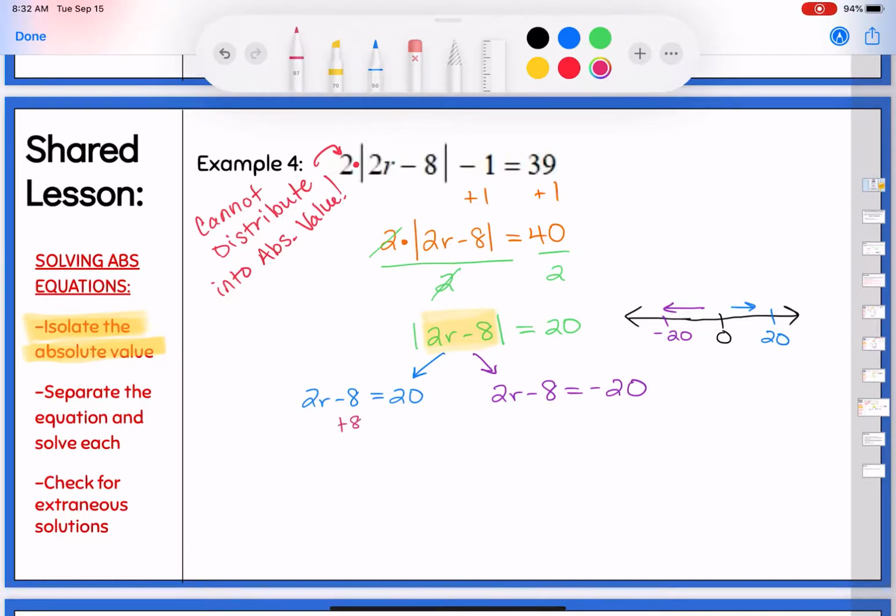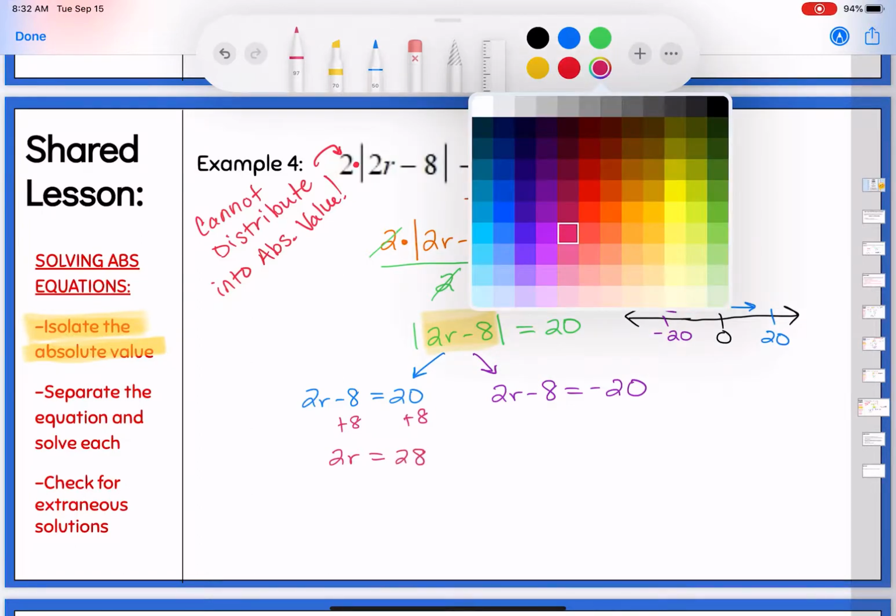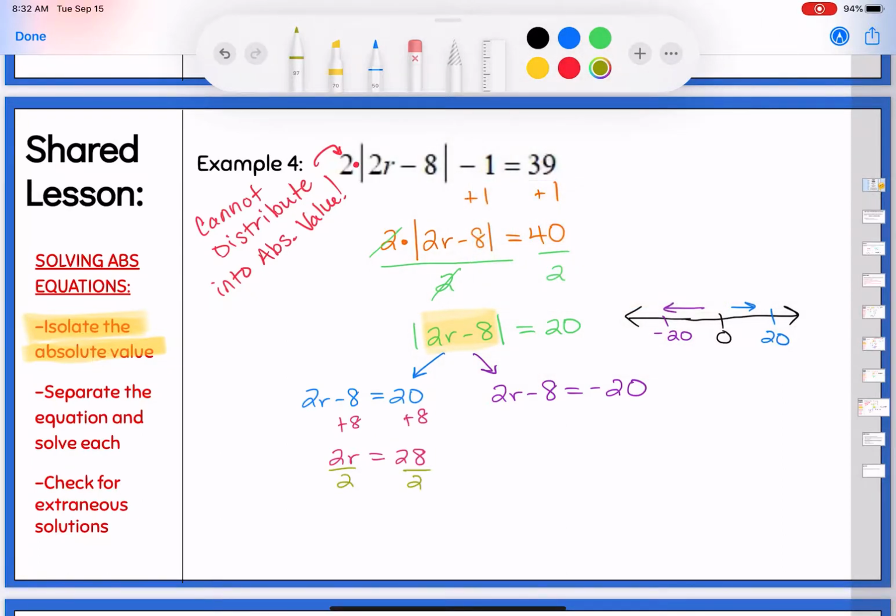And now I just solve each one. So I'm going to add 8 to both sides over here. I get 2r equals 28. And then I am going to divide both sides by 2. So I get r equals 14. So one possibility is that r equals 14.